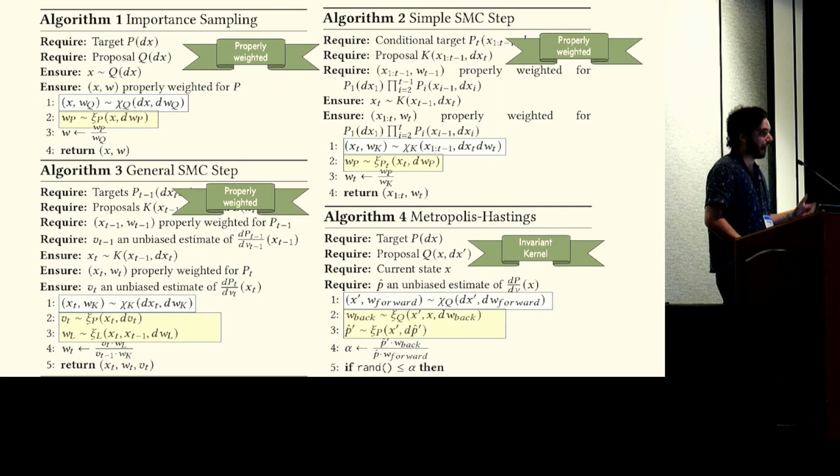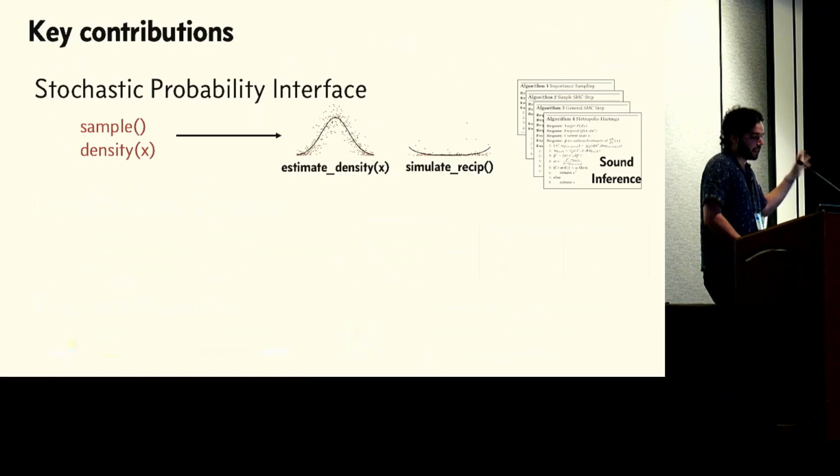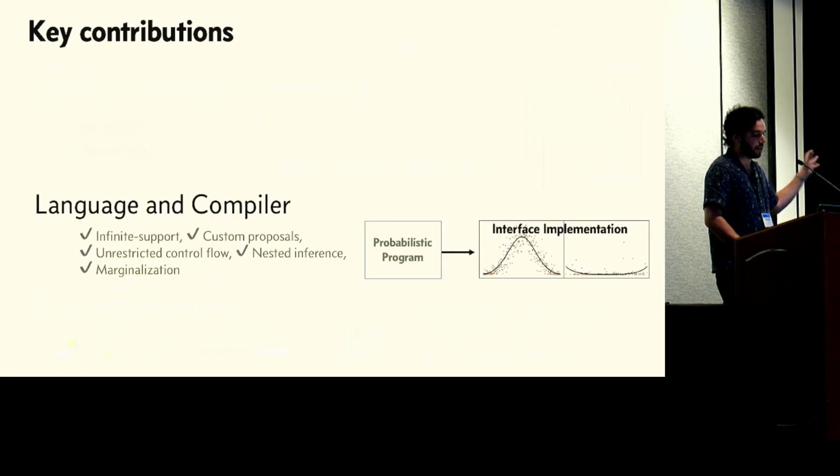The payoff, if you have some implementation of this interface, is that a host of Bayesian inference algorithms can all be soundly implemented on top of it. Here I'm showing our versions of some standard textbook inference algorithms, where instead of sample and density, I've highlighted in yellow where we are calling estimate density, and in blue where we're calling simulate with reciprocal weight. So you can implement sound versions of all these algorithms on top of this stochastic probability interface. That's the interface. It lets us do sound inference without exact densities, and that enables our next contribution, a really expressive probabilistic modeling language which supports automation for inference by compiling programs down to this stochastic probability interface.